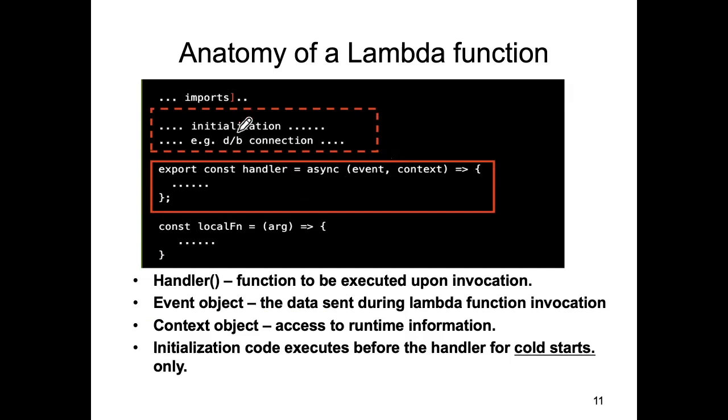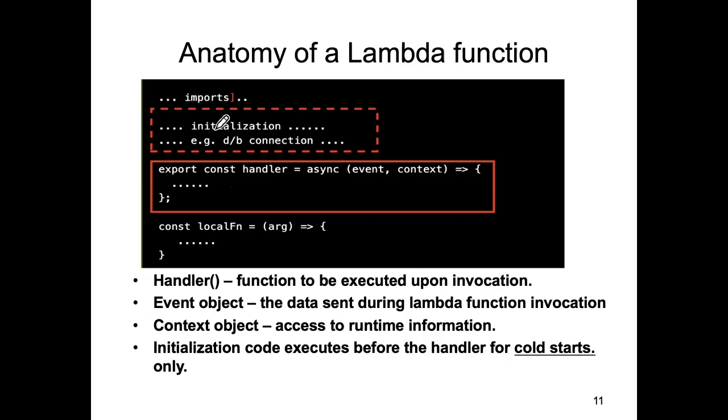There's also some code here, which we refer to as initialization code. What tends to be put here is, for example, if you want to create a database connection, where the connection would be used inside the handler, you would put that code in the initialization part of your Lambda file. You would not put it inside the Lambda function itself. I'll explain why a little bit later on.